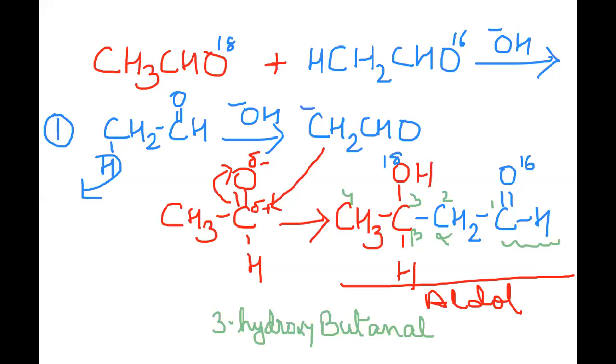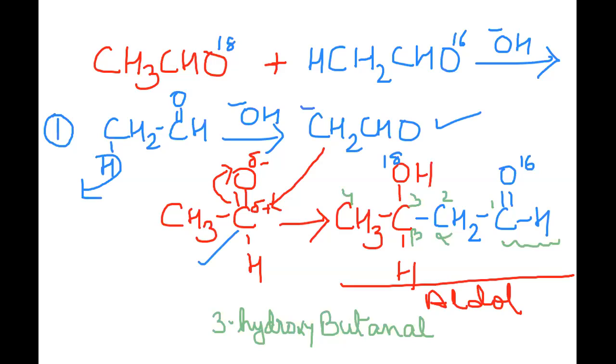So aldol condensation can actually be carried out between two identical aldehydes, meaning aldehyde molecules from the same compound, or it can be carried out between ketone molecules of the same ketonic compound, or it can be between an aldehyde and a ketone. Okay, so when we talk about the mechanism, there are three steps to it. First is the generation of a nucleophile. Second step is the attack of the nucleophile on the carbonyl carbon. And the third step is the formation of the hydroxy group.